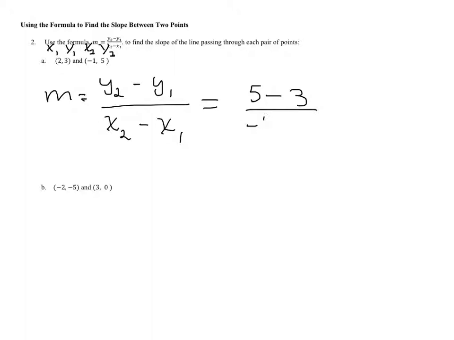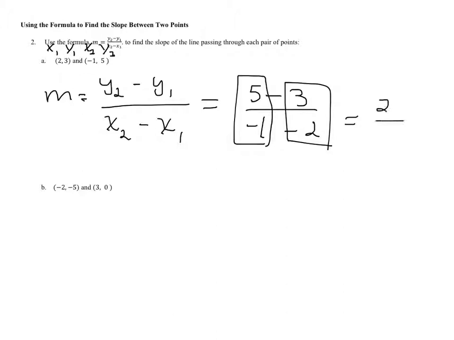X2 is negative 1 minus X1 is 2. Now notice that the points are up and down like this, so you don't want to mess them up. If the second point, you put that one at the beginning, and the first point, you put it at the end. So 5 minus 3 is 2.